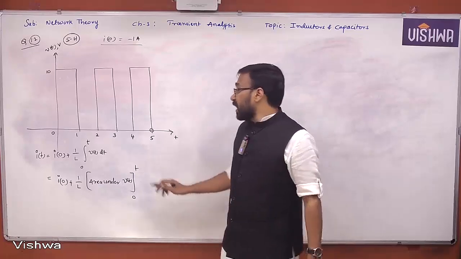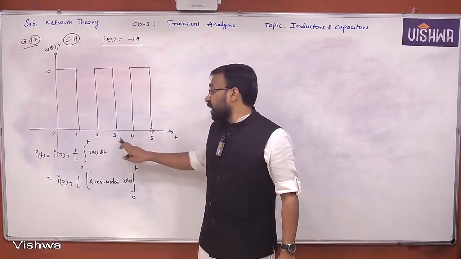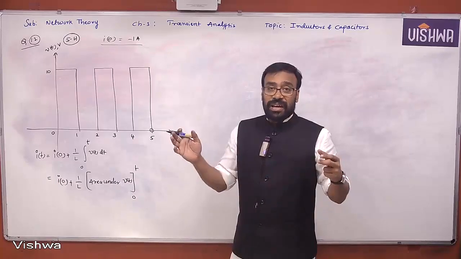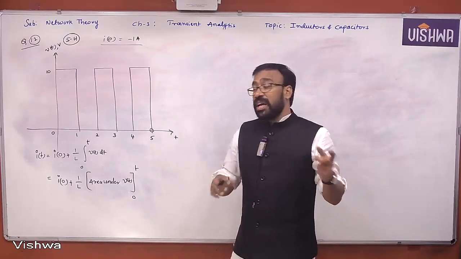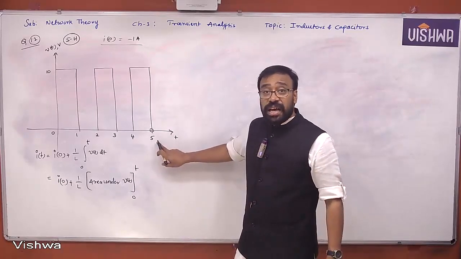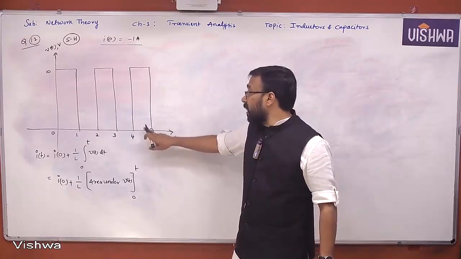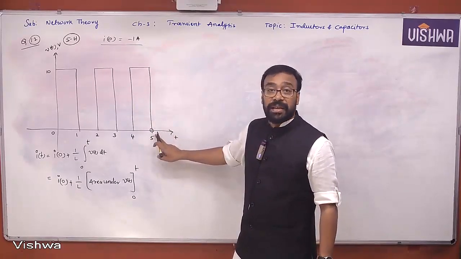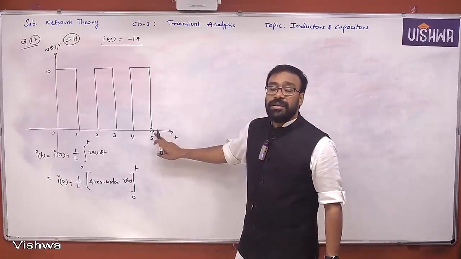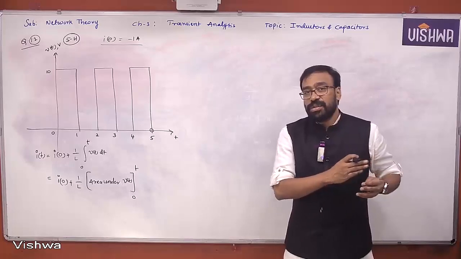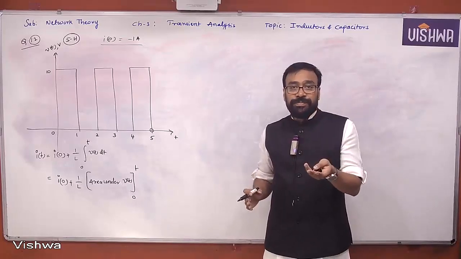He did not mention whether current is required at 3 seconds, 2 seconds, 4 seconds, 1 second. He did not mention at all. That means he's just asking the total current, or the current at an instant 5, that is the end time, sorry. The end time is where the waveform has been terminated completely. At this particular point, the current, if you calculate, is nothing but the total current that passed through the inductor. You can easily get it. Understand, all of you? Okay.